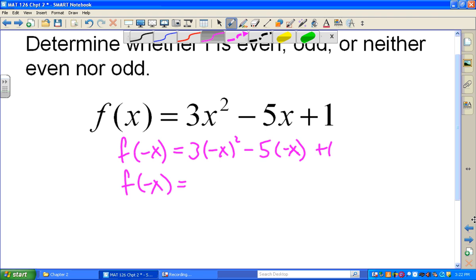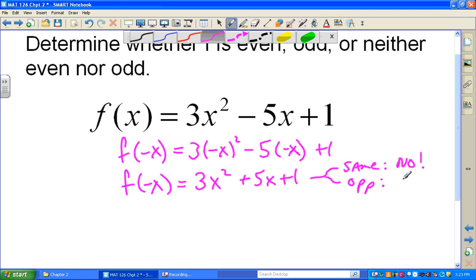What is a negative x times negative x? Yep, x squared. And negative times negative is a positive, plus 5x plus 1. Is that the same as what you started with? No. Is it the opposite of what you started with? No. So in that case, it has to be neither is your answer. Okay? That's how you do it.